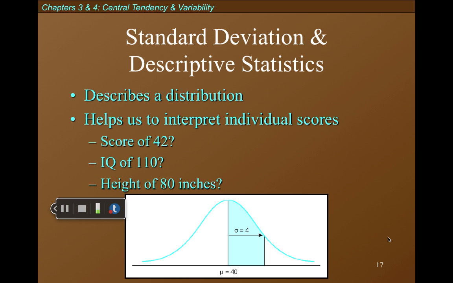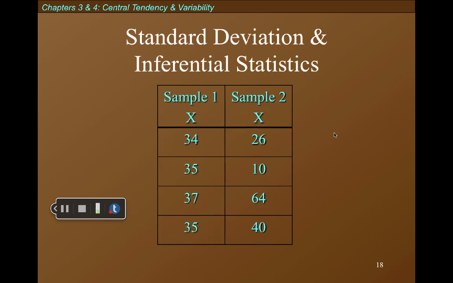A height of 80 inches, how much above the mean is that? We're pretty sure it's above the mean, but how much above the mean is it? So it helps us to know where we stand in the distribution, if we're above the mean or below the mean, and how much. So let's look at this little distribution of scores, and I want you to notice that in sample 1, the scores are pretty close together: 34, 35, 37, 35. Those don't have a whole lot of spread to them, so they will have a very small standard deviation, showing that they are not very spread out.